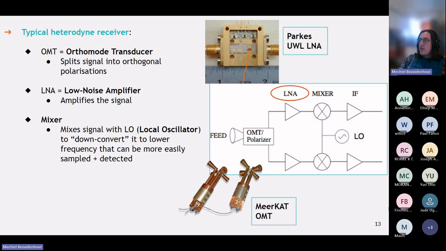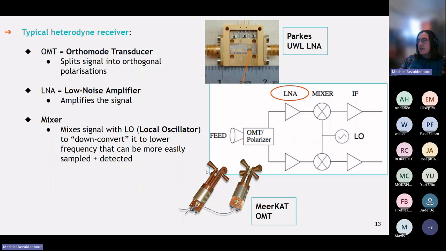So this on the right is a diagram for how a typical heterodyne receiver works. The signal comes in from the left-hand side into a feed horn, which feeds it into something called the OMT. That stands for the orthomode transducer. And that basically takes the signal and splits it into orthogonal polarizations.